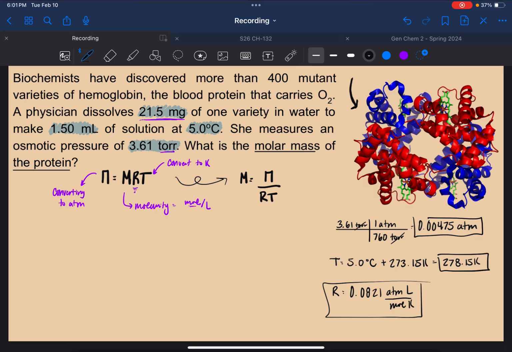All right. So now I can say, using my turned around format for the osmotic pressure equation, that molarity is going to be equal to 0.00475 atmospheres.